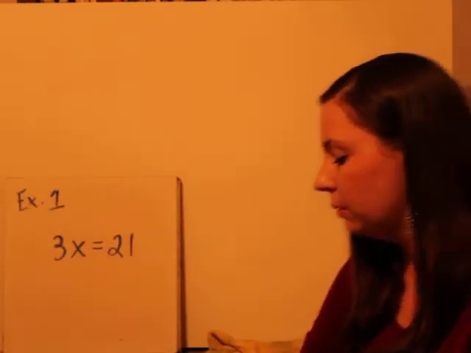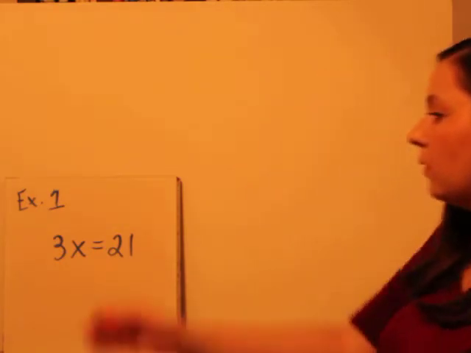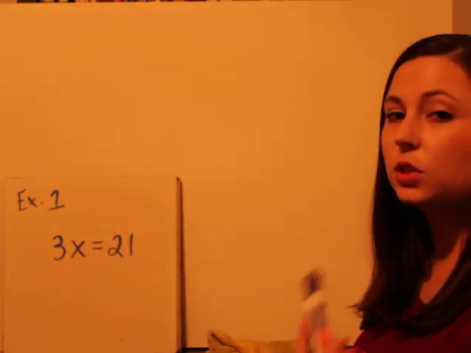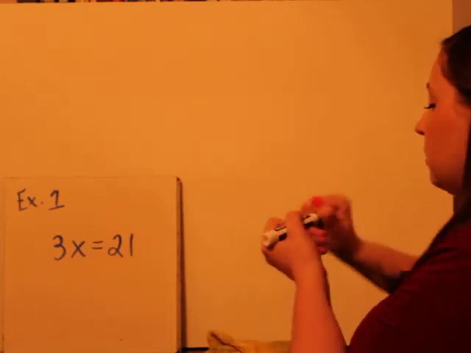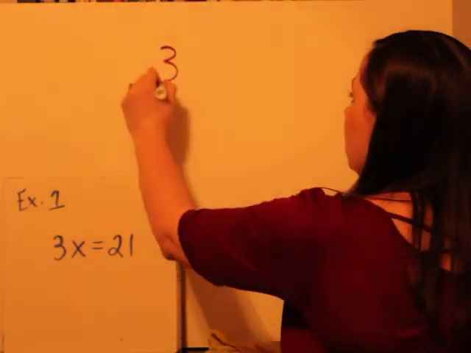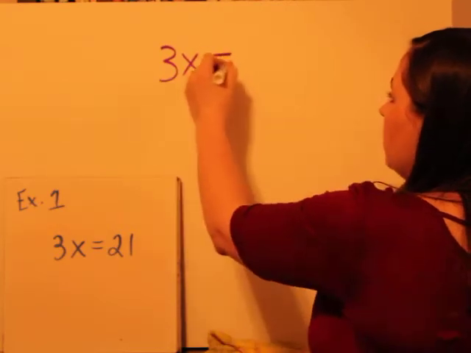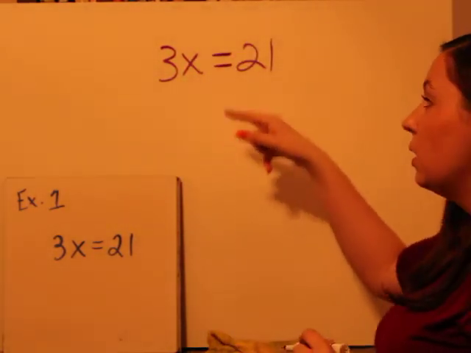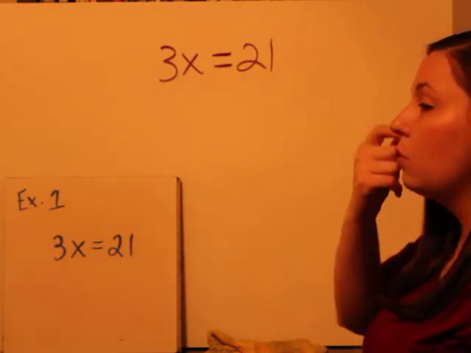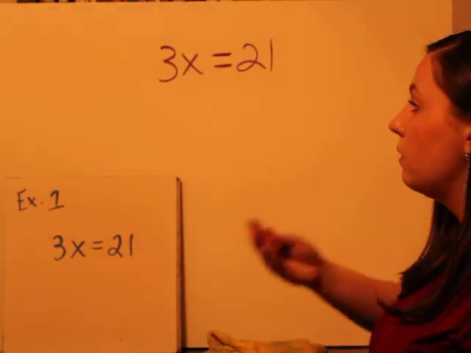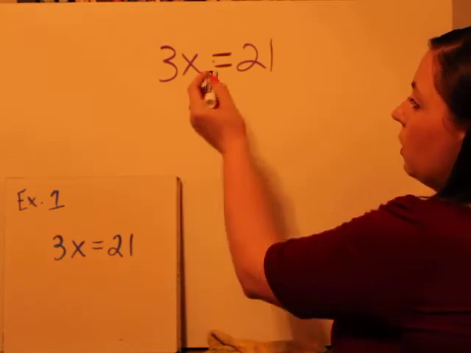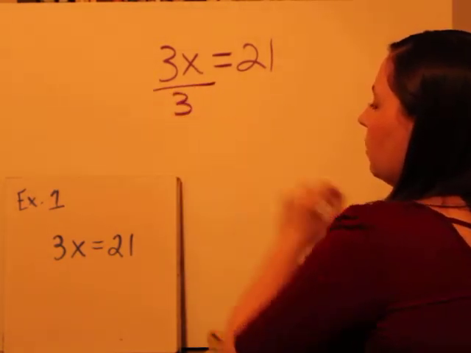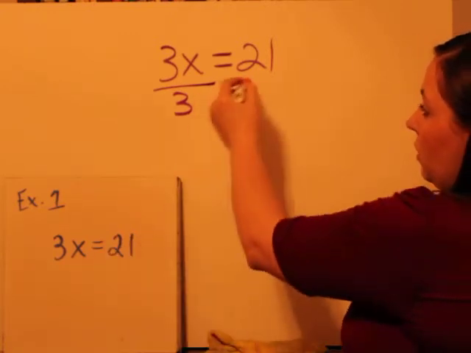First example here, we have 3x equals 21. Now remember, 3x means 3 times x. So we have 3 times x, and that's equal to 21. So 3 times some number gives us 21. This is multiplication, so in order to solve it, we have to use division. We are multiplying by 3, so we have to divide by 3 to undo the multiplication.